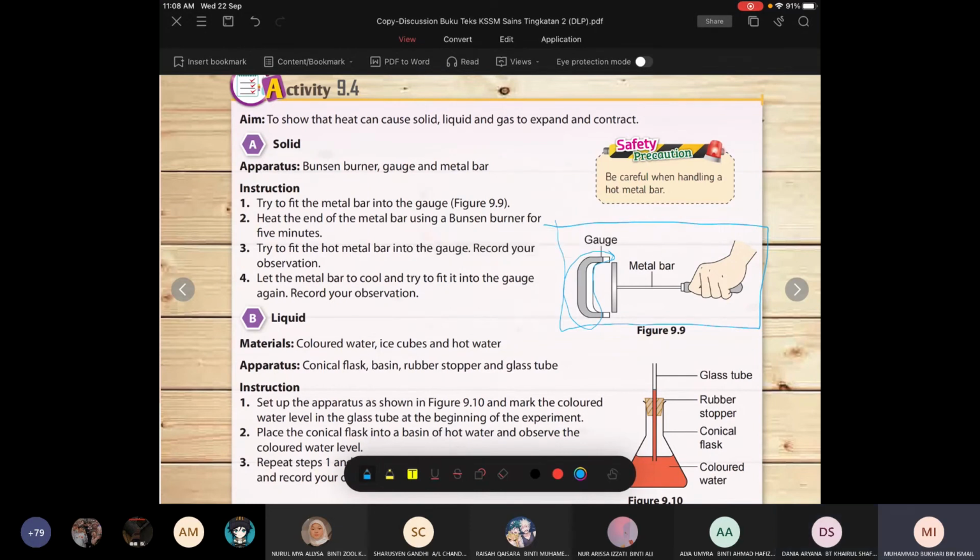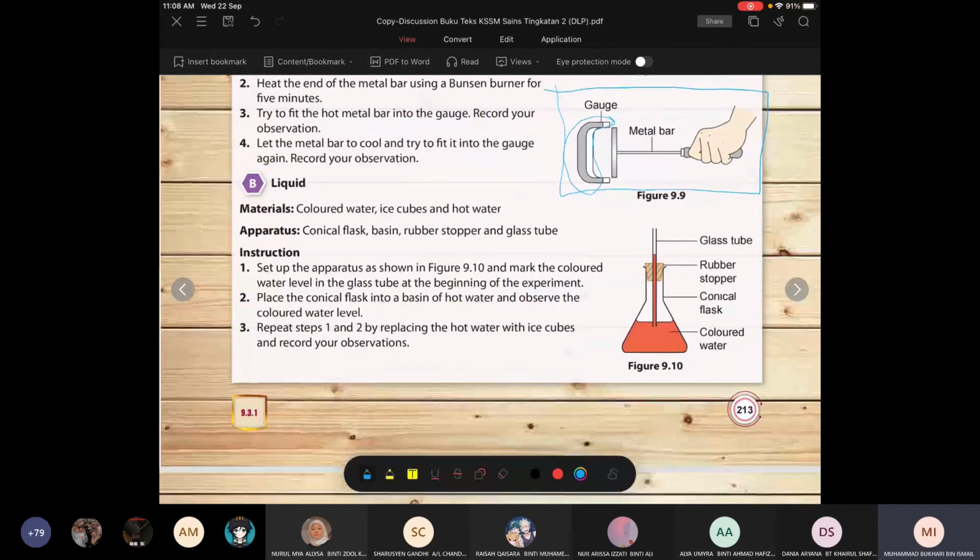In this case, we have metal and the gauge. If the metal bar is heated up, it will expand and then it will not fit the gauge. And when you cool down the metal bar, it will contract and it can fit the gauge. Understand? Are you listening to me? Yes. That is the first experiment. Okay, look at experiment B.